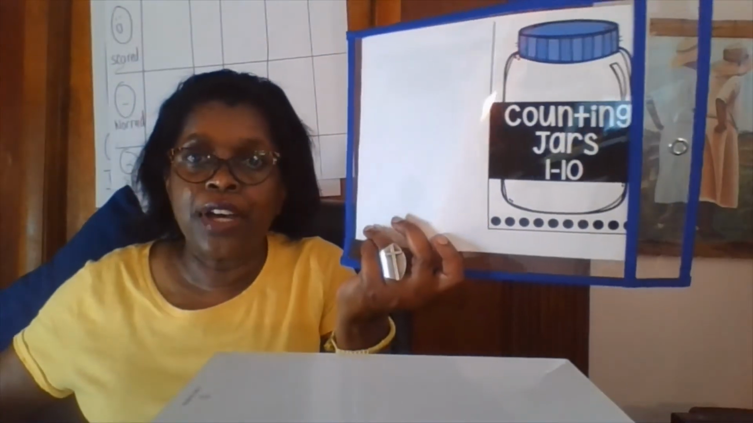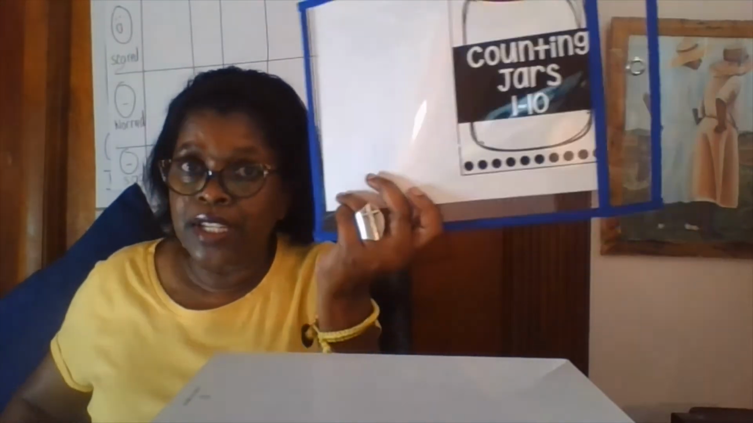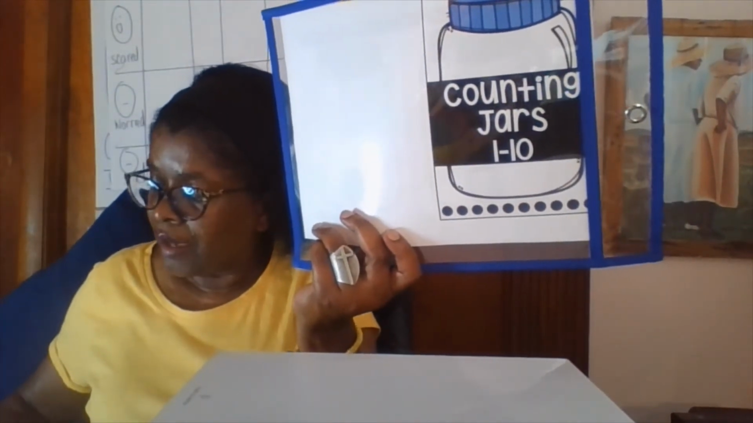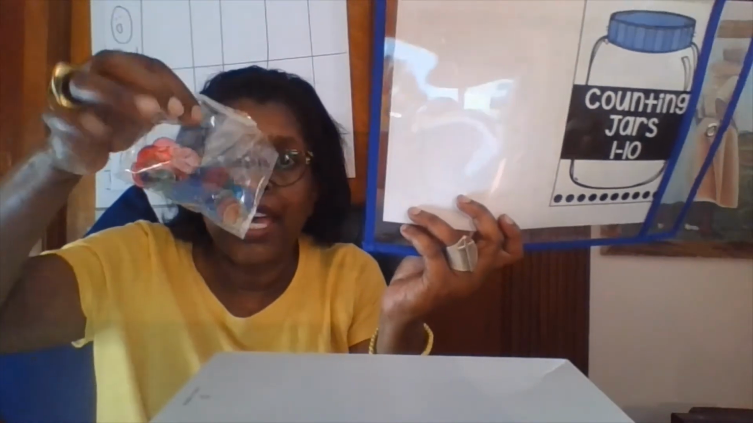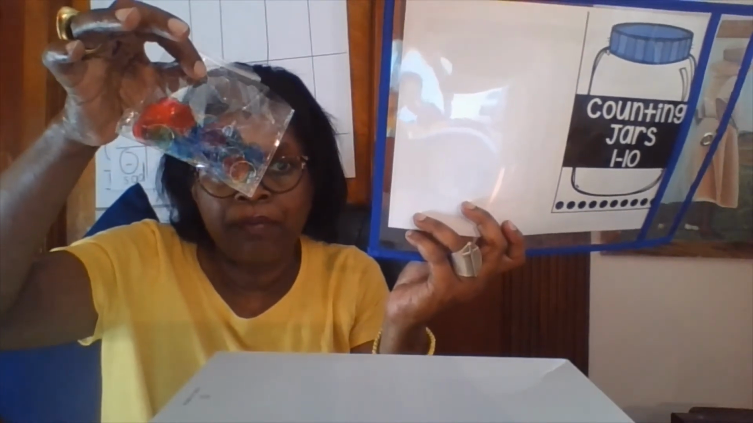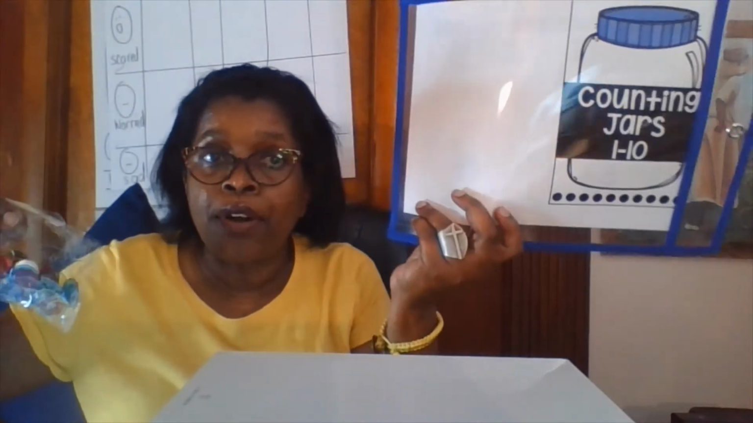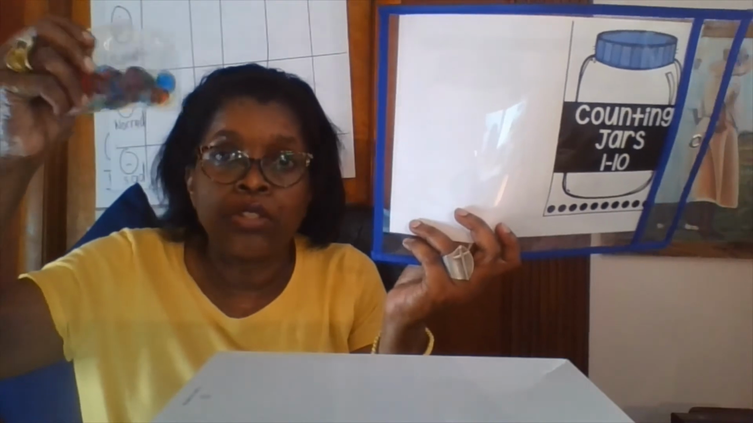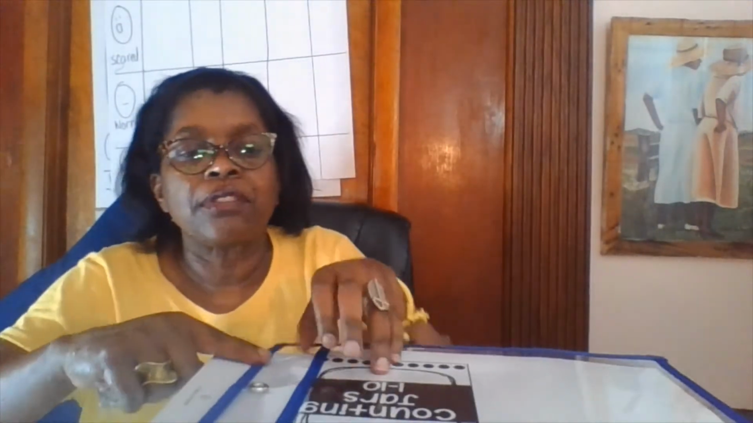So now we're going to do the activity counting jars. It's in the folder, and all you need is the handout and something to count with. Cheerios, pennies, counters. I got these counters from the dollar store. And we're just going to link the number to the quantity. Okay? So we're just going to start out very simple.